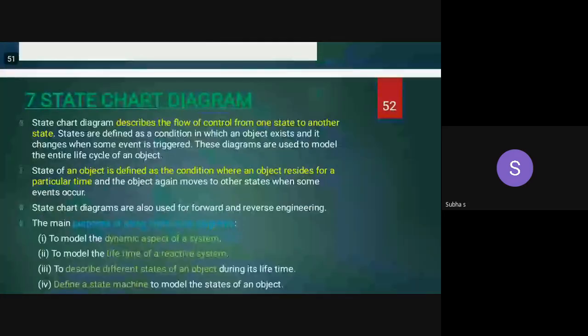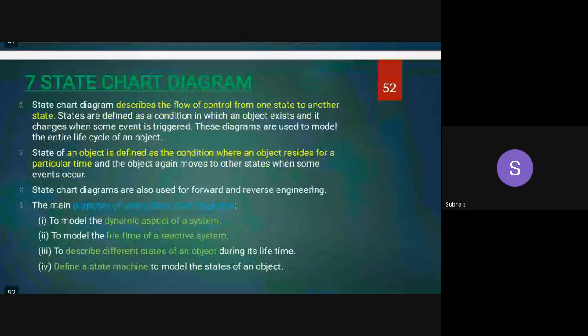In the previous class, I taught the state chart diagram. The state chart diagram and activity diagram are flow chart representation diagrams. Here in the state chart diagram, it shows the flow of control from one state to another state. That means the condition in which the object exists, and it changes when some event is triggered. According to the scenario, the event has to be changed. That is, it shows the life cycle.